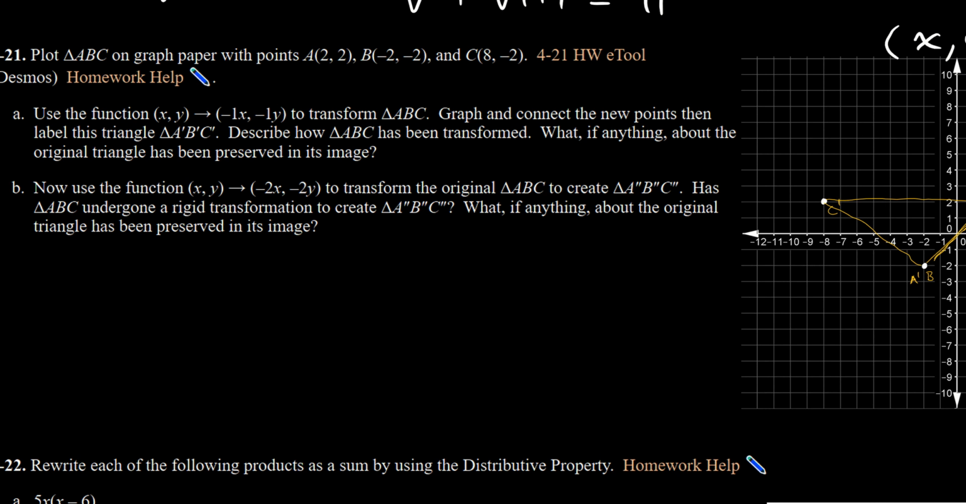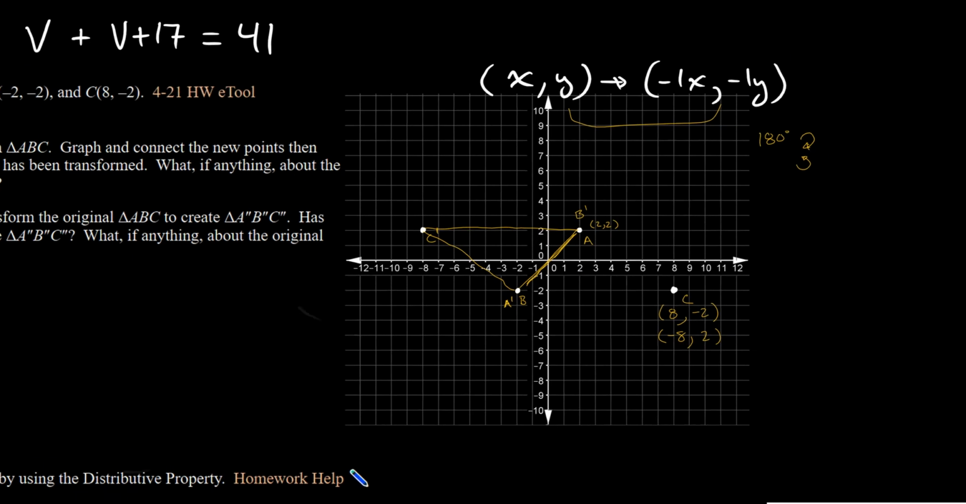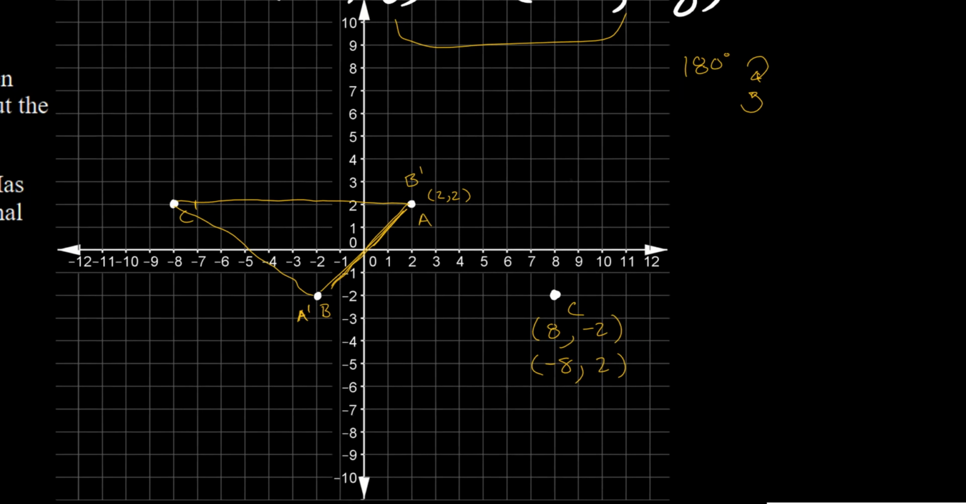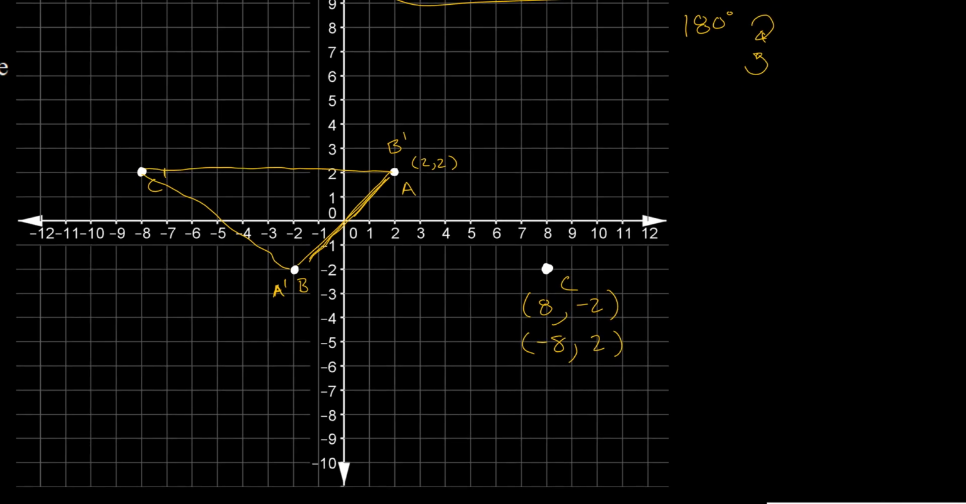So I'm going to be looking at the original one, and I'm going to move it using this new rule. So let's take a look at this new rule. Okay, so this new rule I'm going to write down here. I got it memorized. X comma Y is going to go to the opposite of 2 times the X and the opposite of 2 times the Y.